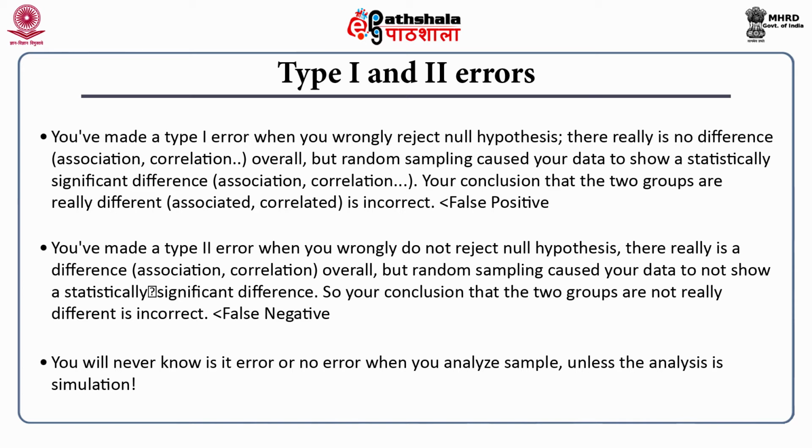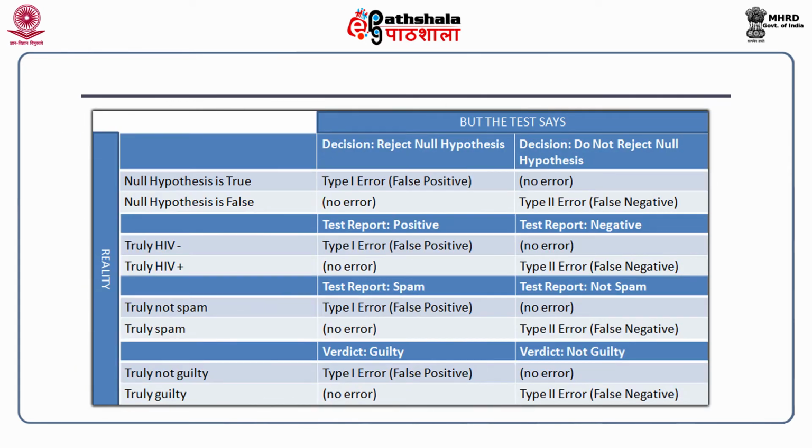But if you do the simulation, you will know it. Otherwise, you will never know it. So as you see in this particular image, one example would be that the reality is a person is truly HIV negative. Now the report says it is positive. As you see, the person is truly negative, so it is known as a false positive.